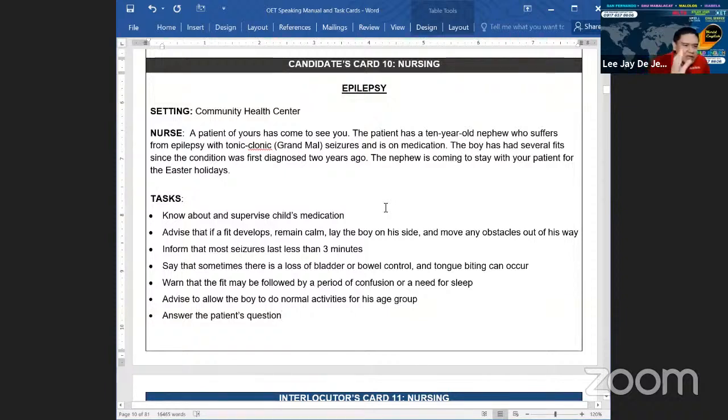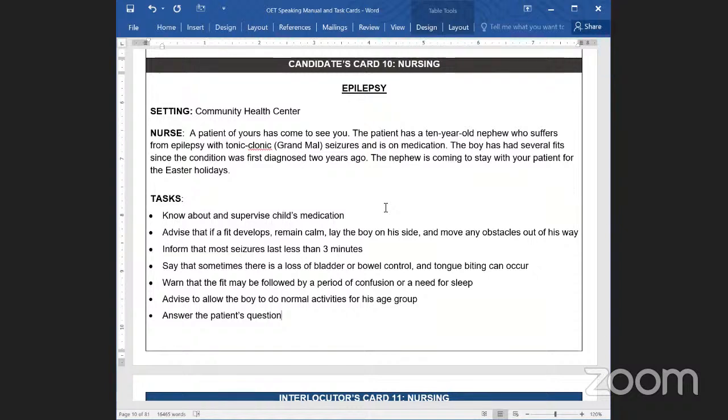Okay, what if you see a word that you don't know how to pronounce? You are encouraged to ask your interlocutor. If you don't know how to pronounce something, then you ask, because I have interviewed people who said diabetes. Okay, what's the proper pronunciation? Is that right? Diabetes? It should be diabetes, right? I've heard candidates say, what is that?